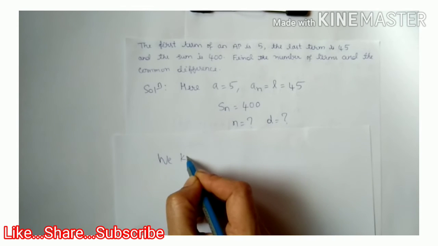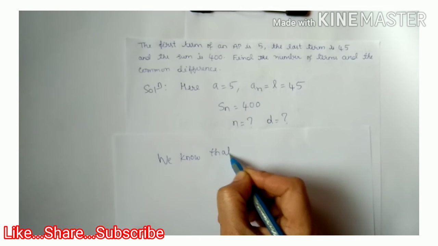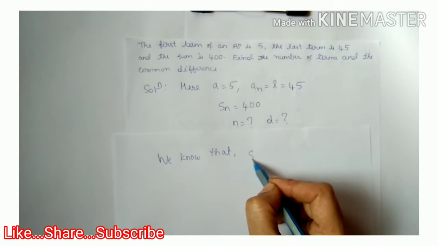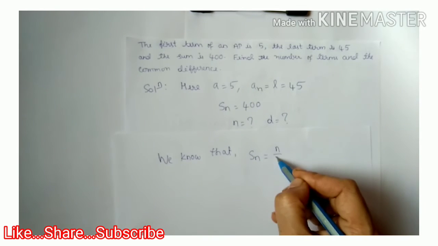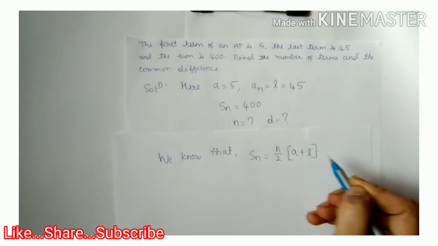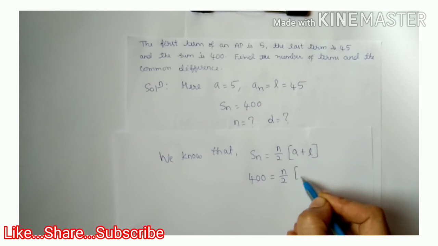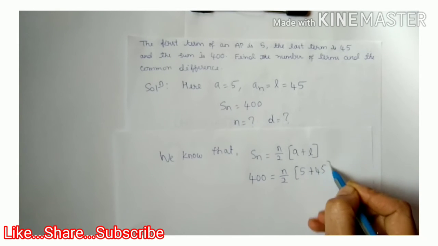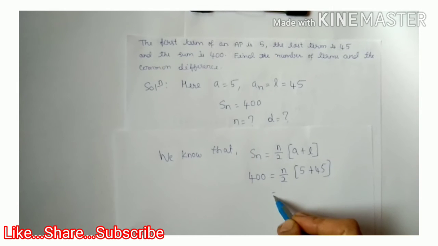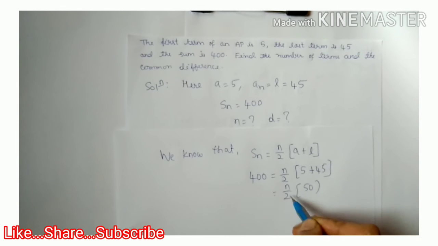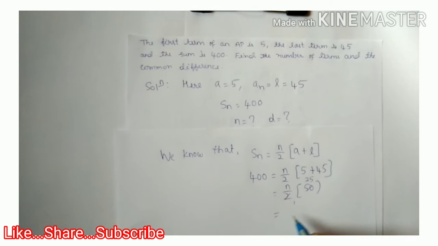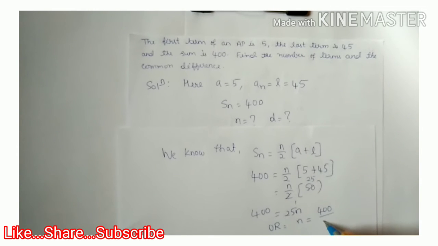We know that sum of first n terms is given by n by 2, first term plus last term. Sn is 400, n by 2, first term 5, last term 45. 45 plus 5, 50. 50, 2 twenty-fives are 50, 25n is equal to 400, or n is equal to 400 by 25.